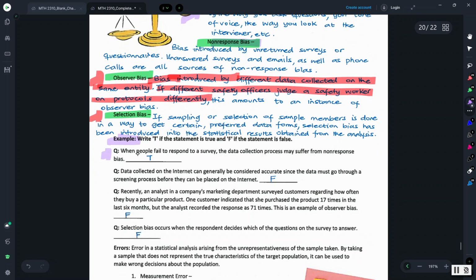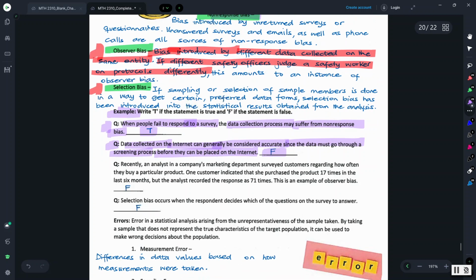Question A. When people fail to respond to a survey, the data collection may suffer from non-response bias. That is definitely true. Question B. Data collected on the internet can generally be considered accurate since the data must go through a screening process before they can be placed on the internet. That is false. Anybody can type anything.